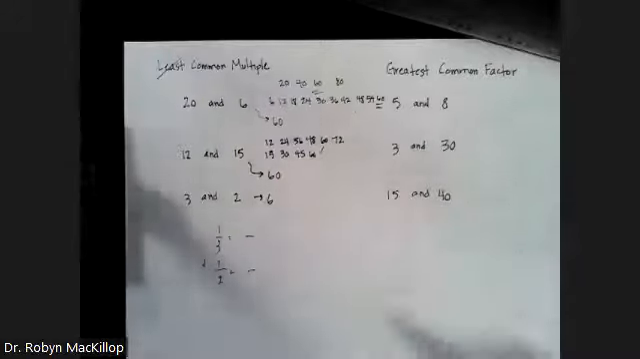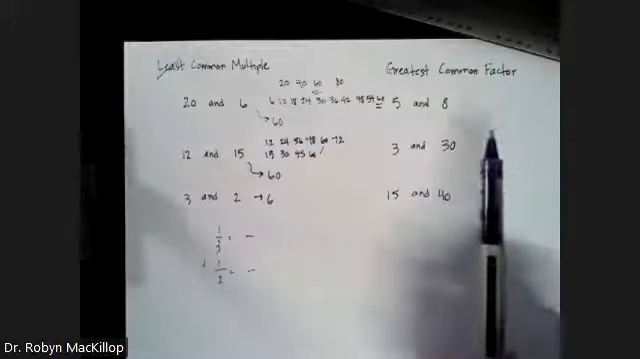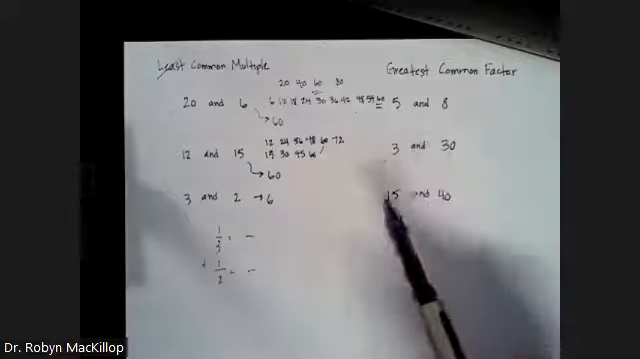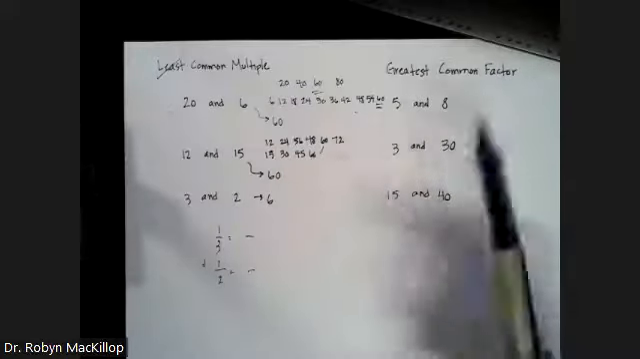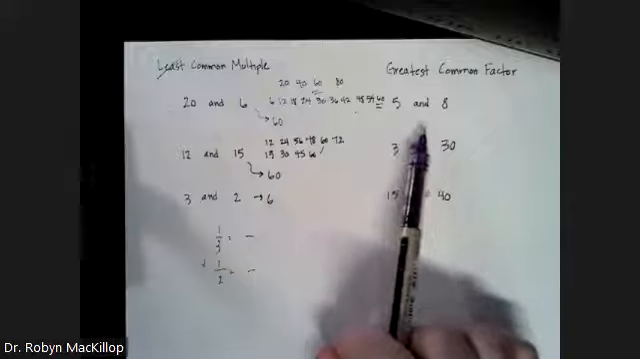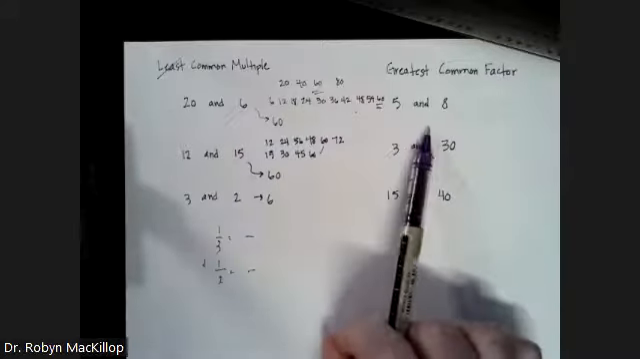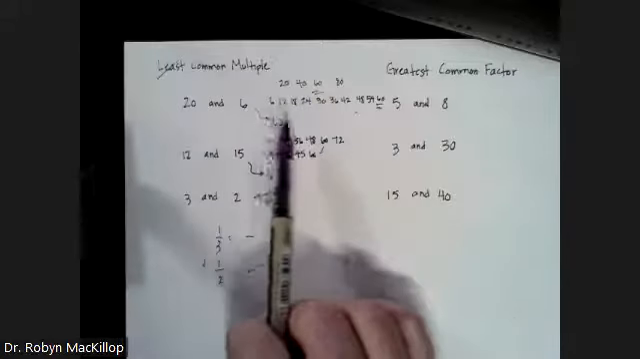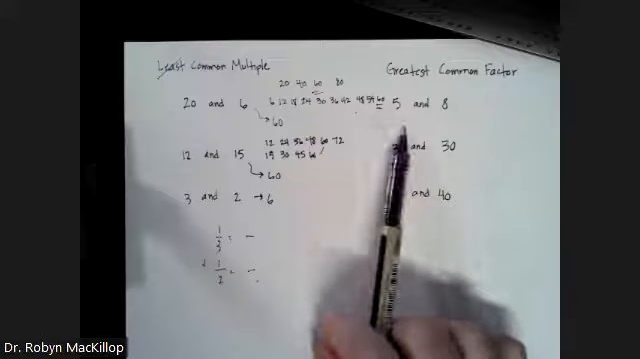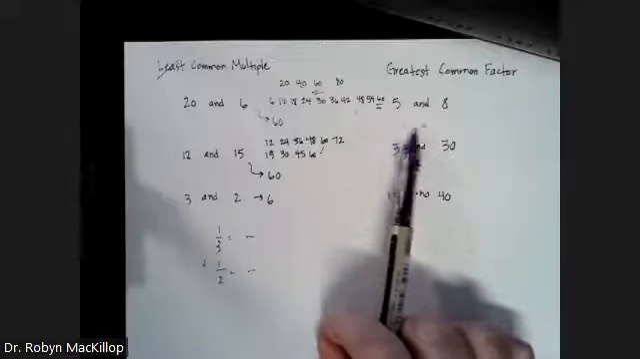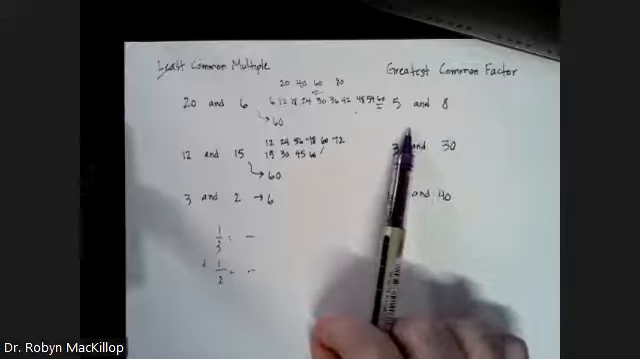So let's try greatest common factor. Now, with greatest common factor, remember, factoring is breaking down numbers. And so thinking about that, looking at 5 and 8, what is the largest number that would go into 5 and 8? We're not looking for a multiple. We're not going up, we're going down. So the number is going to be smaller than 8. It's probably going to be smaller than 5. Absolutely, it's going to be smaller than 5.